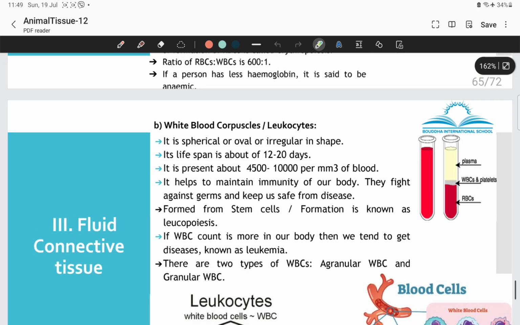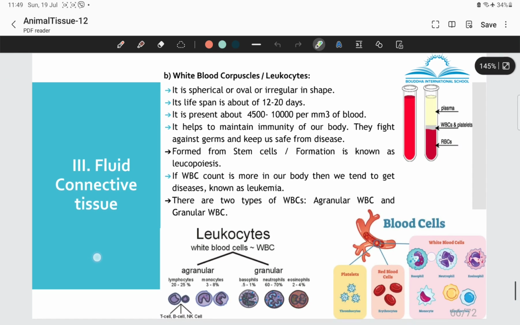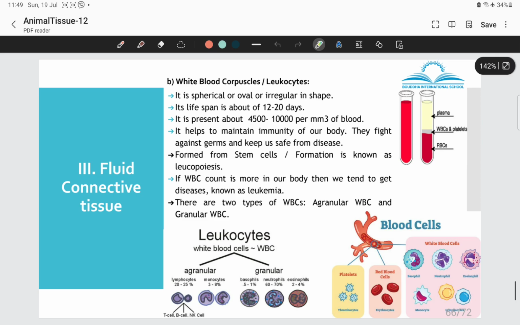Now let's go to the next blood cells, known as white blood corpuscles or leukocytes. When you look at the figure of it, some of them are spherical in shape, and some of them change in shape. That's why it is called irregular in shape. And the lifespan is short because it is supposed to fight with germs and foreign particles. So that's why it will survive just for 12 to 20 days. And in 1 cubic millimeter of blood, there are around 4,500 to 10,000 WBC.